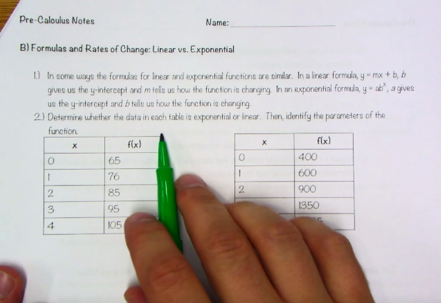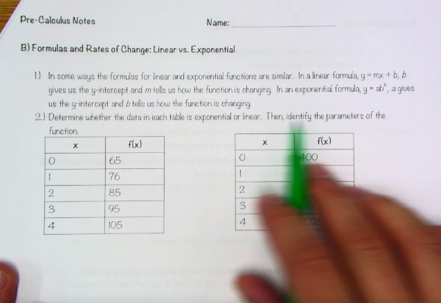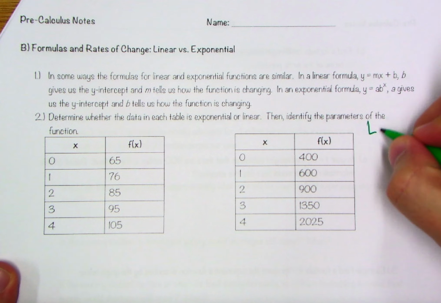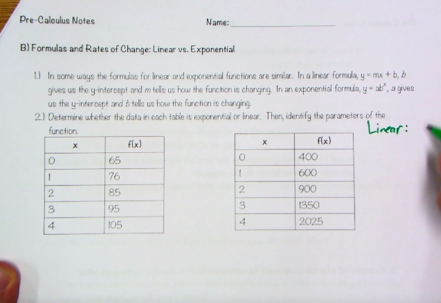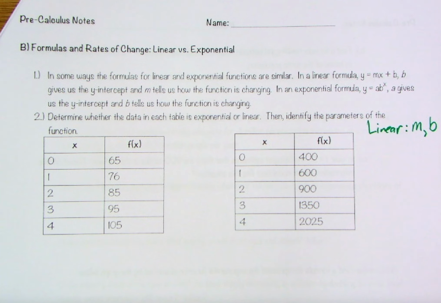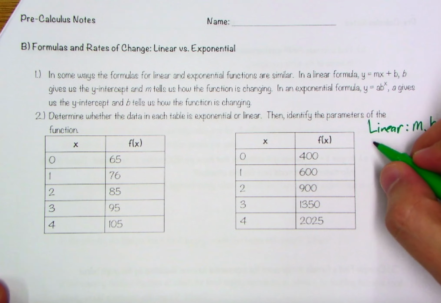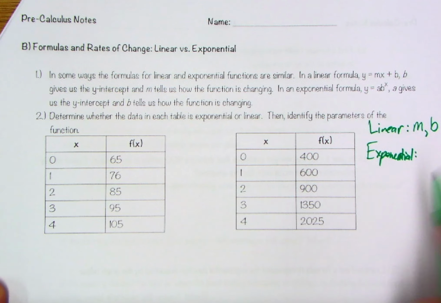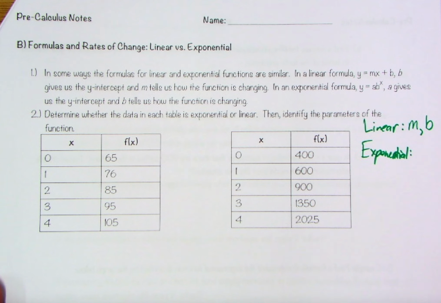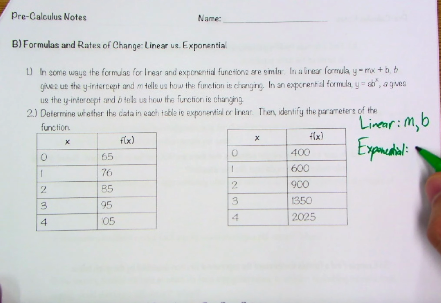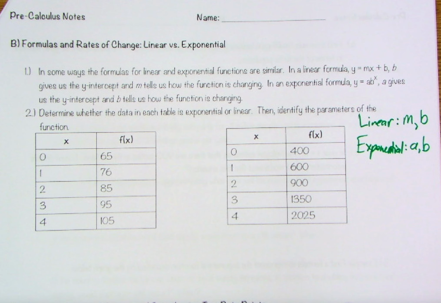Determine whether the data in each table is exponential or linear, then identify the parameters of the function. Keep in mind, for a linear function, our parameters are going to be m and b, because we have to leave our input x and our output y open to create our set of points. Separately, we have our exponential. If you're dealing with your exponential function, y is equal to a times b to the power of x, we see that once again, leave your input and your output, your x and y, open. That gives us parameters a and b.